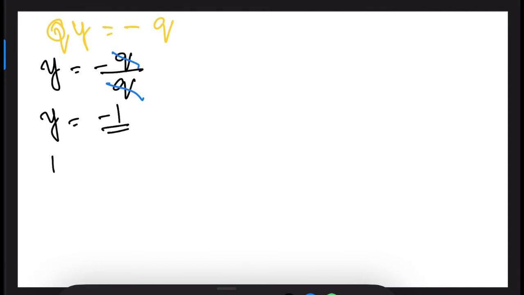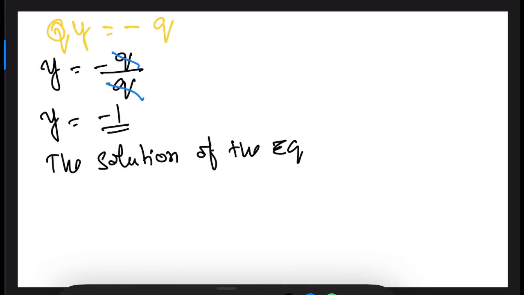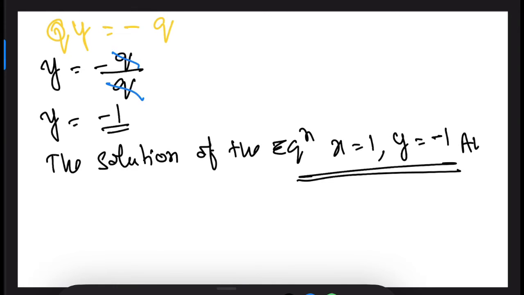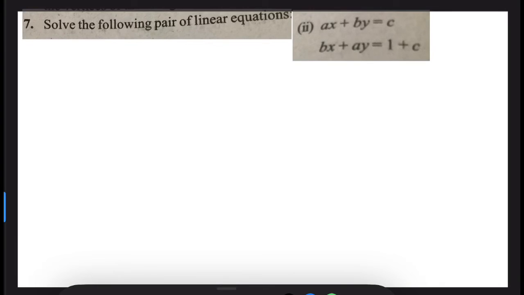So what is the solution? The solution of the equations is x equals 1, y equals minus 1. This is the answer. Got it? Now let's go to the next question. Okay. So now not the second question, seventh question, second part.